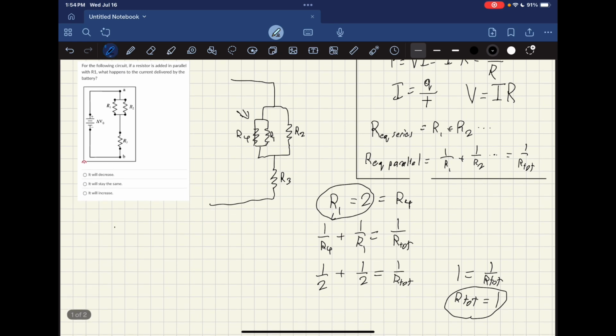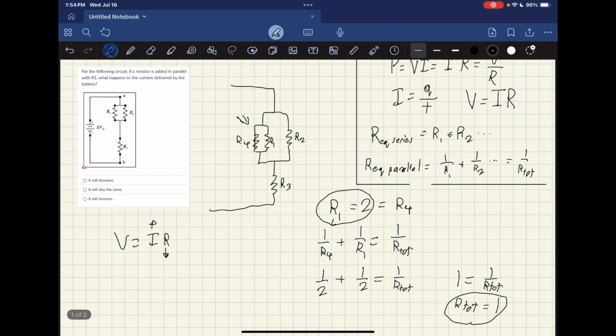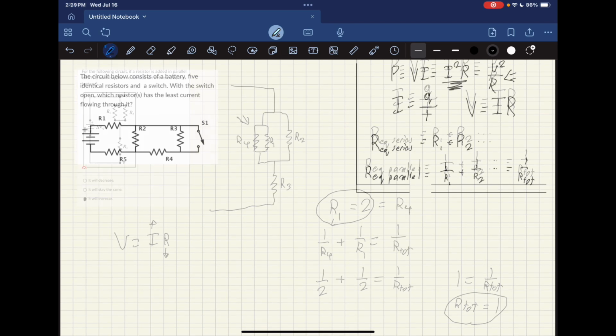So if we go back to Ohm's law and say that V equals IR, if the resistance decreases, voltage can't change, voltage has to remain the same, it's just a property of the battery. The current has to increase to match that. If you were to halve the resistance, current would be doubled to make up the difference. So the answer is that the current delivered by the battery will increase.